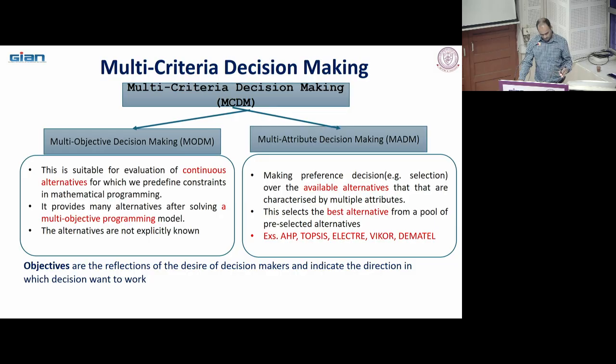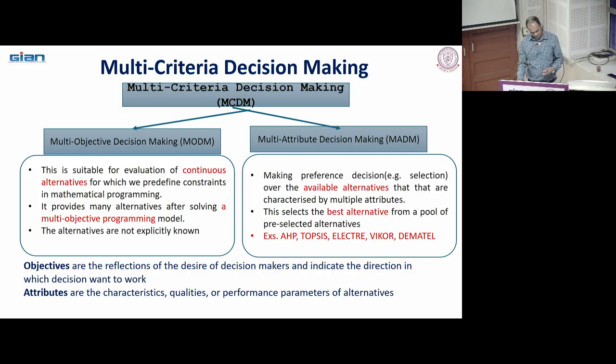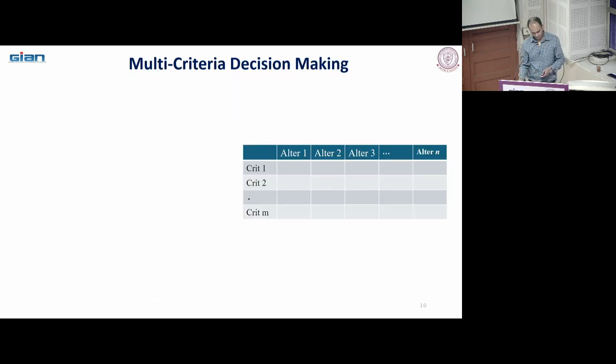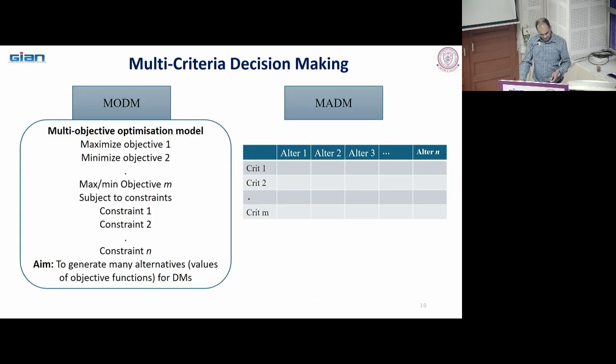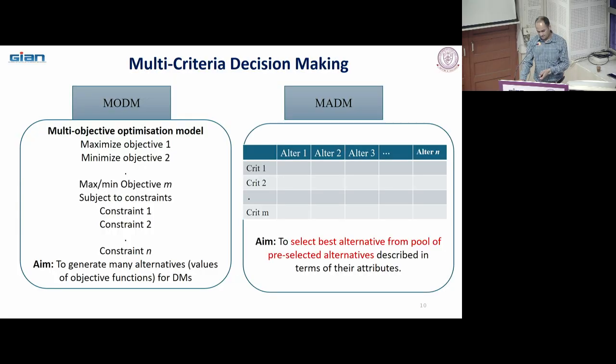Objectives are the reflection of the desire of decision makers, like cost, time, attributes, characteristics, qualities, performance parameters. If you want to buy a new car or new phone, you go with MADM. If you want to optimize cost and time, you go with MODM. This is the example again: MODM uses mathematical programming; in MADM, you have the criteria, you have the alternatives, and you use the MCDM method.